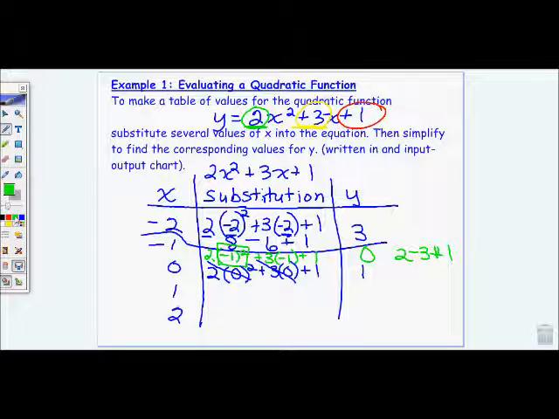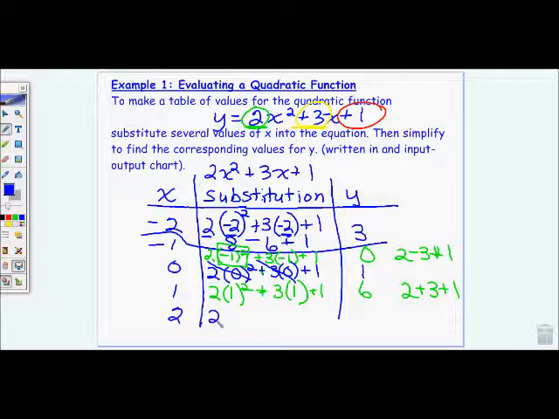I'll switch colors again here. 2 times 1 squared plus 3 times 1 plus 1. We'll figure it over here to the side again. 1 squared is 1. 2 times 1 is 2. 3 times 1 is a positive 3, and a positive 1. So we get 6 for that answer.